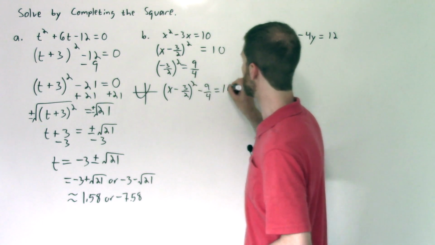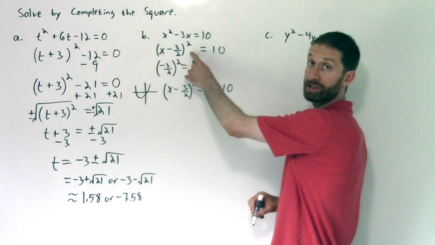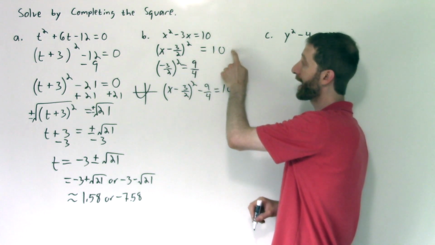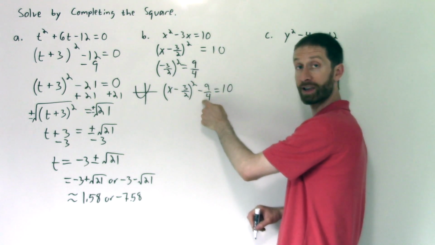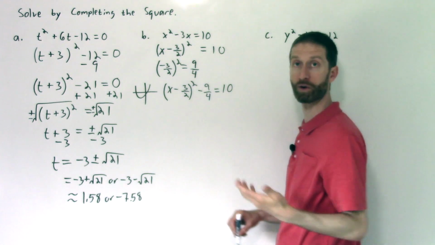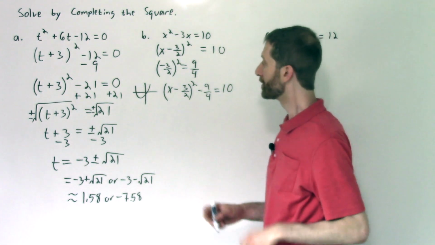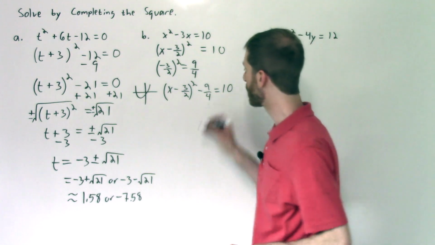Now some teachers teach this where they say, I added a 9/4 to this side of the equation, so therefore I'll add it to this side. That's the same thing of what we're going to do next anyway. We're going to add 9/4 to the right side. Okay, so now we've got our equation. We've completed the square. Now we're going to solve.